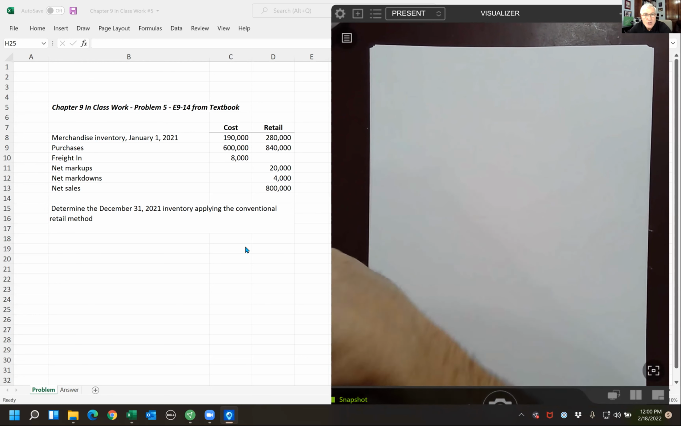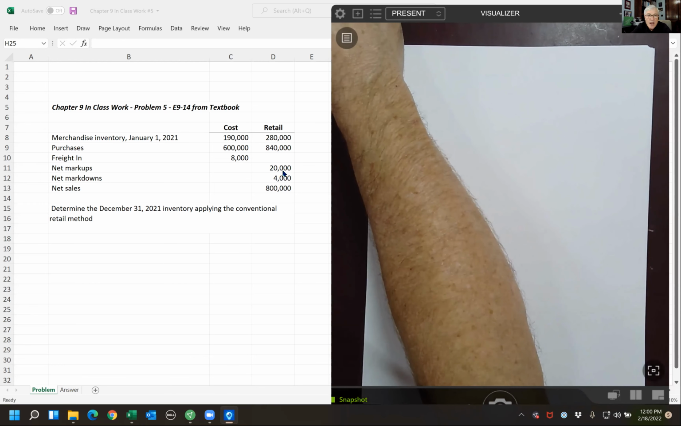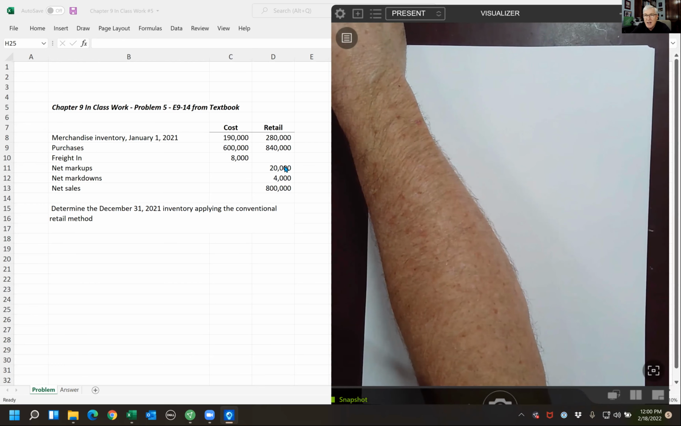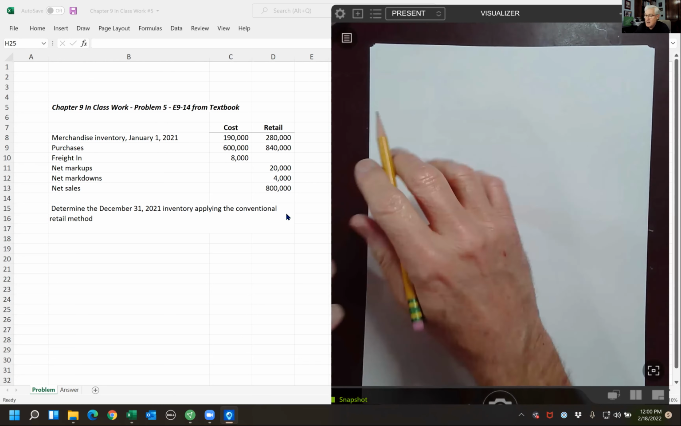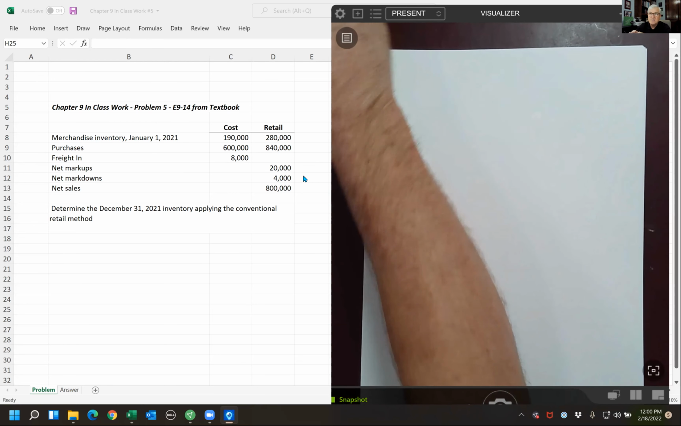Okay, so now we're using the conventional retail method. In the conventional retail method, we include the markups when we calculate our cost of retail percentage, but we do not include the markdowns. That's the only difference. In the average cost method, we use both of those.